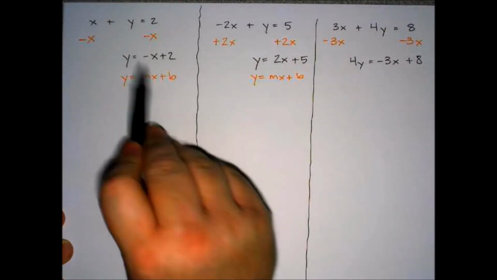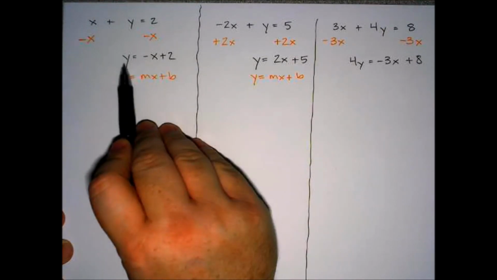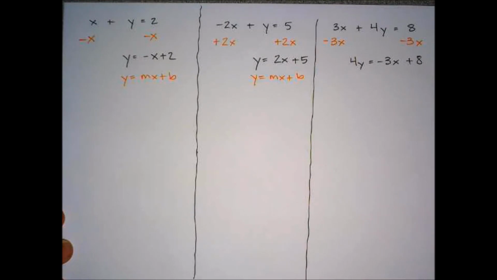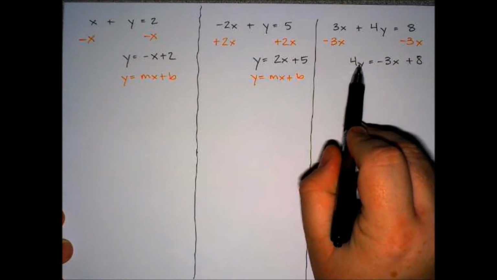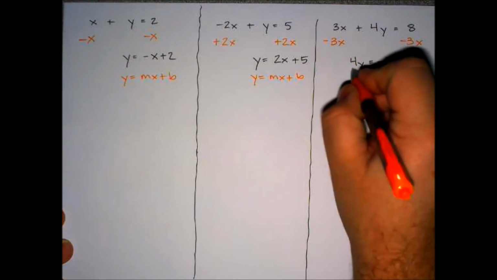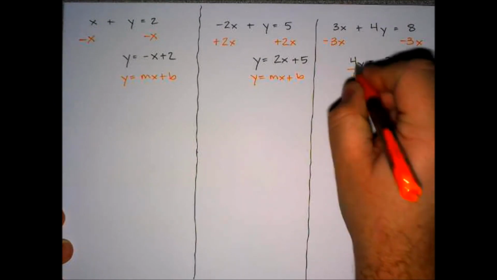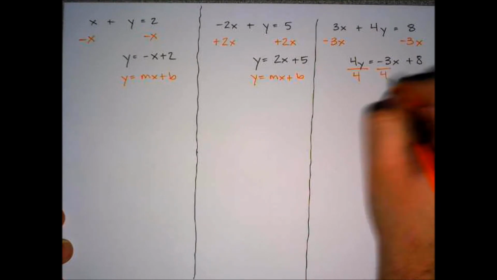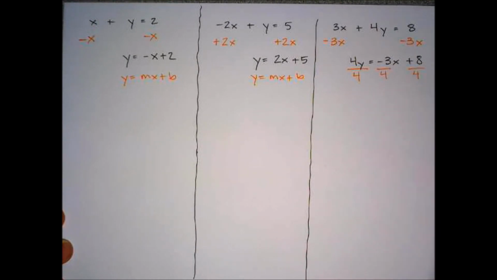Now, unlike that one and this one, which have y all by itself, that one has a 4 next to the y. So we're going to have to determine what to do. Now, because it's 4 times y, we have to do the opposite operation. That means we're going to divide. So we're going to divide by 4, that number that's right there. And if we divide the left by 4, we've got to divide the right by 4. We have to divide everything on the right by 4.